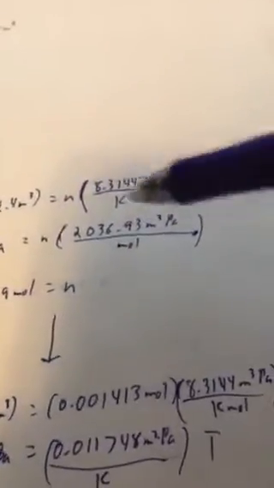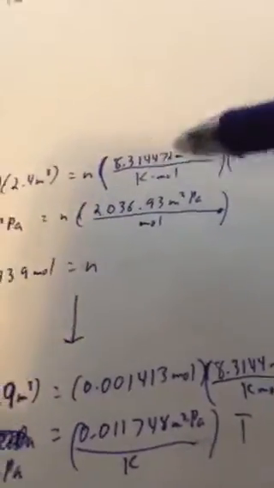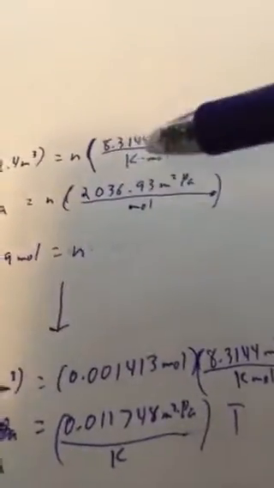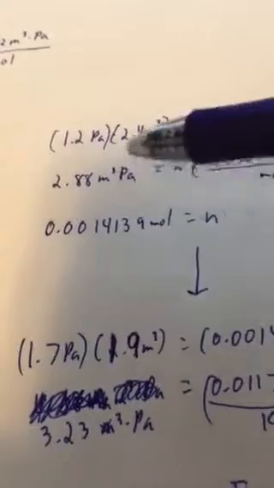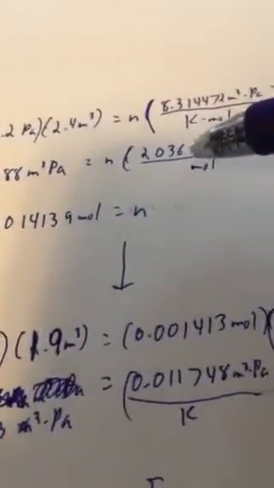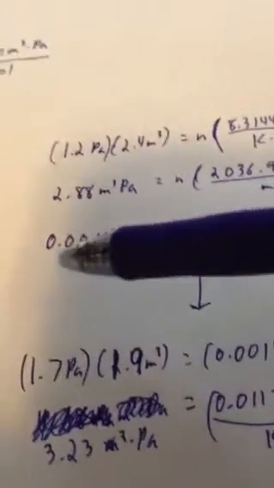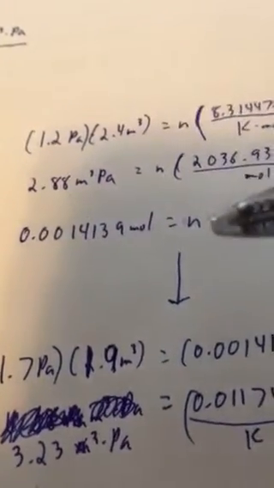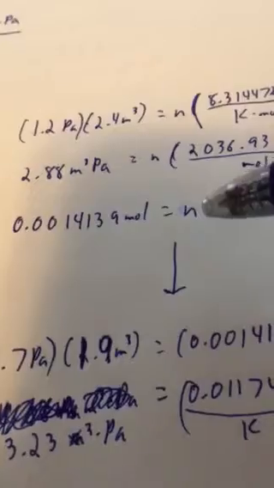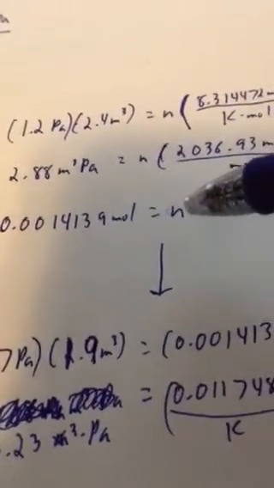So that's one of the reasons why we use this, because for dimensional analysis, it cancels everything quite nicely. So again, 2.88 cubic meter pascals divided by this number leaves you with 0.001413 moles. That's what n is. Okay, so yay, we were given all this information and we figured out what n is.